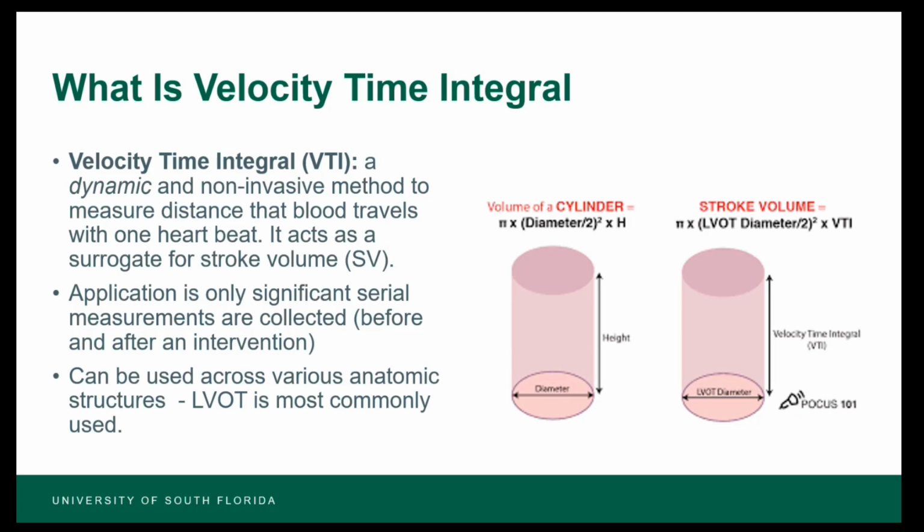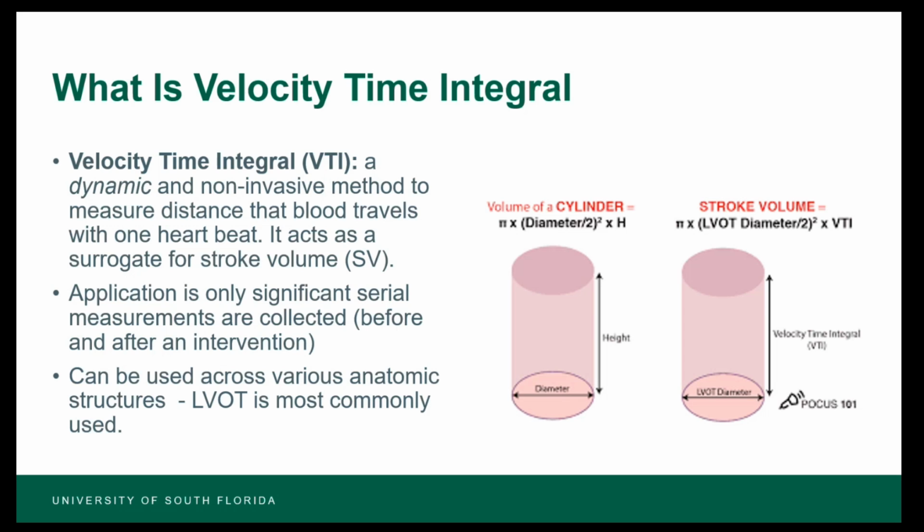So going into this, talking about what velocity time integral is, a working definition. VTI is a dynamic and non-invasive method to measure the distance that blood travels with one heartbeat. It more or less functions as the stroke distance. We can use this and incorporate it to act as a surrogate for stroke volume. The application is most significant with serial measurements collected before or after an intervention, such as adding on vasopressors or fluid. And it can be calculated across various anatomic structures, but more commonly it's used at the LVOT, or your left ventricular outflow tract.